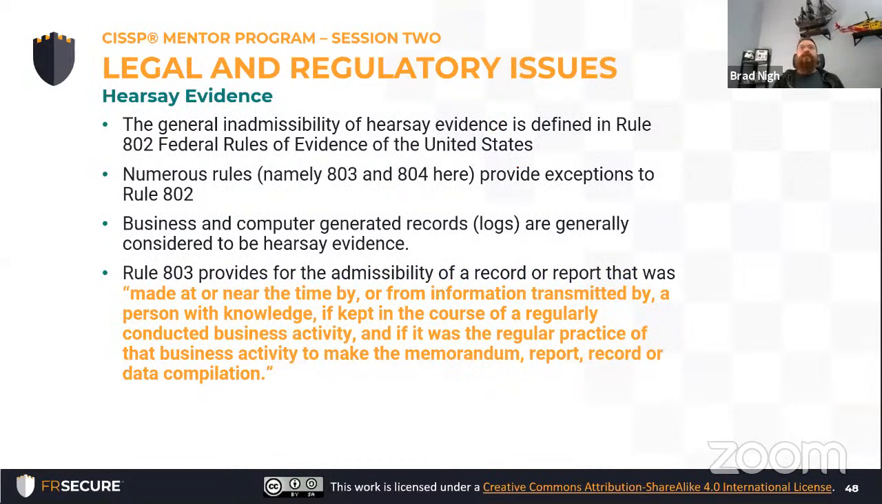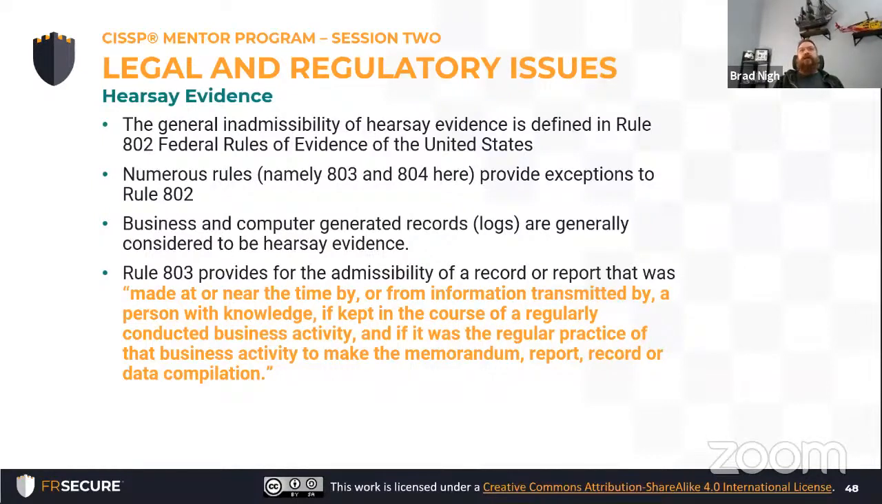Inadmissibility of hearsay evidence is defined in 802 in the Federal Rules of Evidence. So you will need to know what is the hearsay rule, what it is, where it is defined: 802. And then there are a lot of rules, 803, 804, that are exceptions.